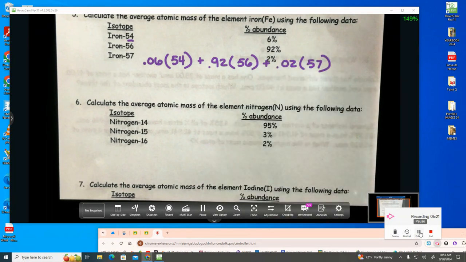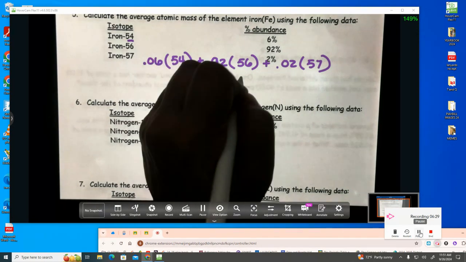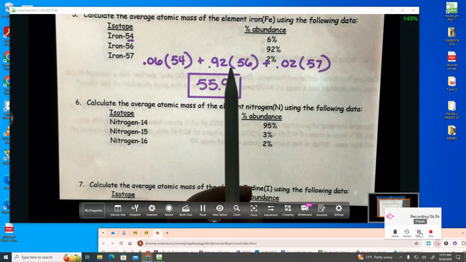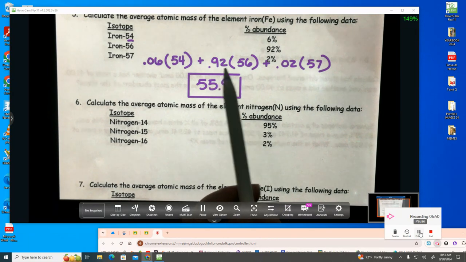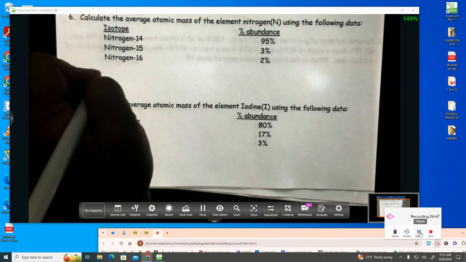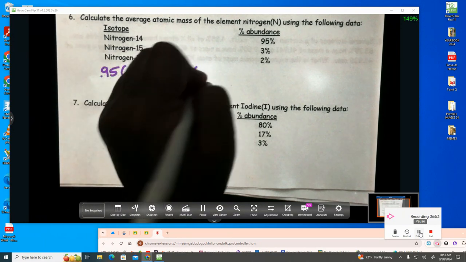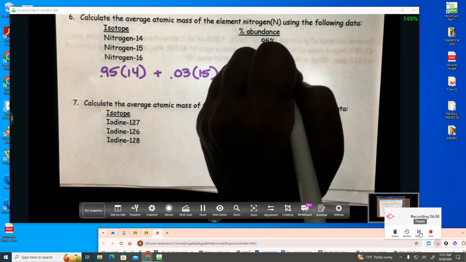All right, now I need your help. Did you guys get a number, an answer here? What'd you get, Izzy? 55.9 sounds good to me. And the reason I know that it sounds good to me is because I know that my answer should be closest to 56. Because it was 92% of the time 56. 55.9 is pretty close to 56. All right, we do the next one. 0.95 times 14 plus 0.03 times 15 plus 0.02 times 16.